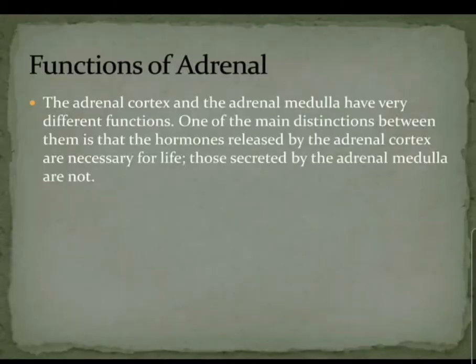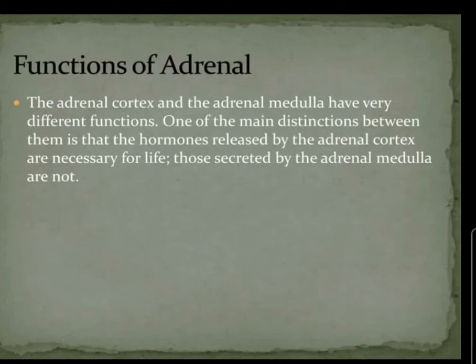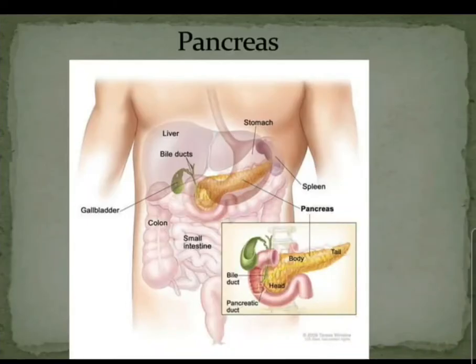So, functions of the adrenal gland. The adrenal cortex and the adrenal medulla have very different functions. One of the main distinctions between them is that the hormones released by the adrenal cortex are necessary for life, while those secreted by the adrenal medulla are not. The next is the pancreas.